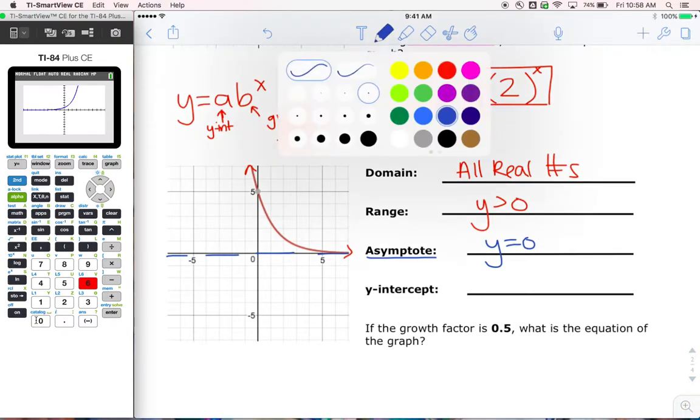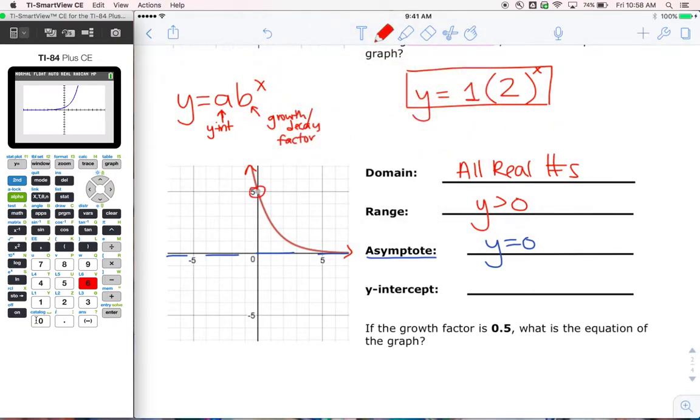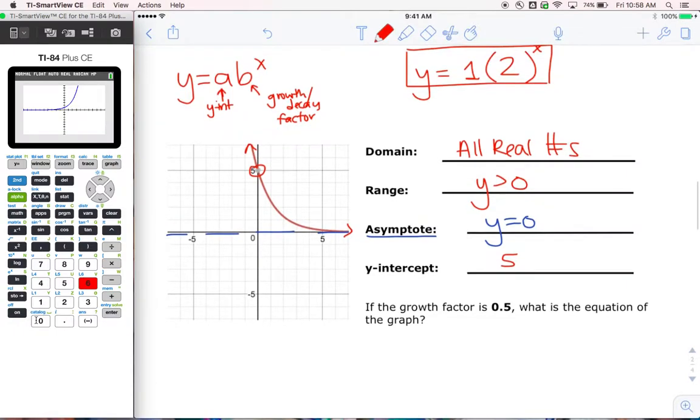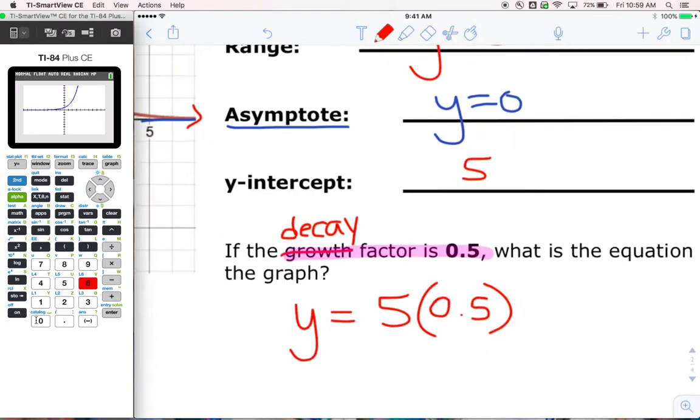My y-intercept in this case is 5, so let's write our equation, and you can look here if you need to. My equation for this is y equals, a is 5, then my growth factor, you know what, that's a mistake. That should say decay. How do we know it's decay? Because it's between 0 and 1. So 0.5, that's my decay factor, to the power of x, and we're done.